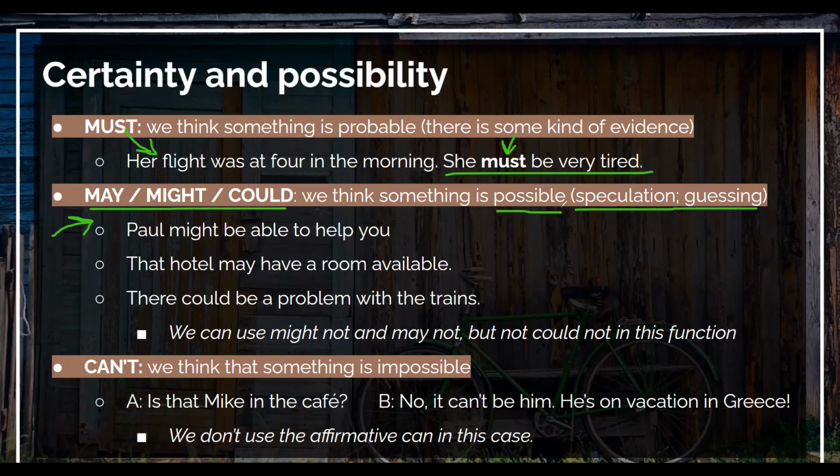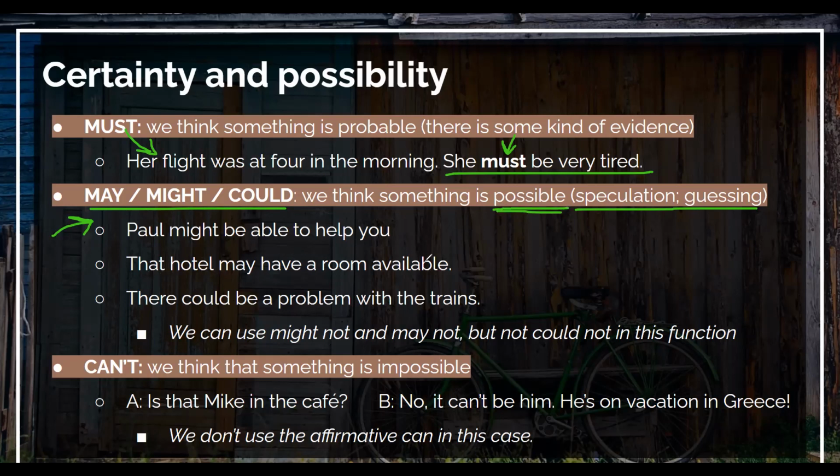It has a 50-50 chance of it being true or not. For example, you can say, well, Paul might be able to help you, right? There's a chance that he will be able to help you. I don't know for sure. It could be that he says no, he may not be able to help you, or he might, right? So it's just like a 50-50 chance, but I think it's at least possible.